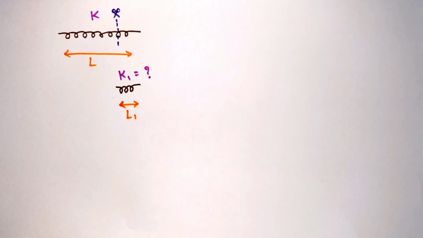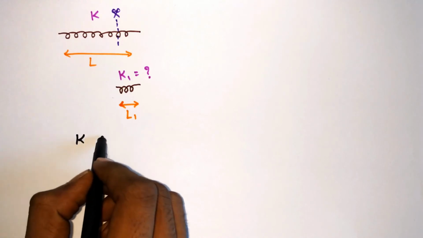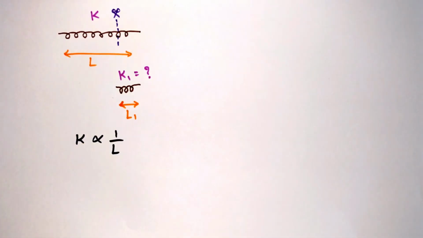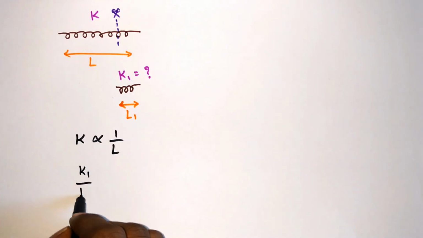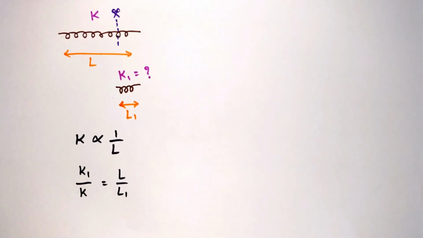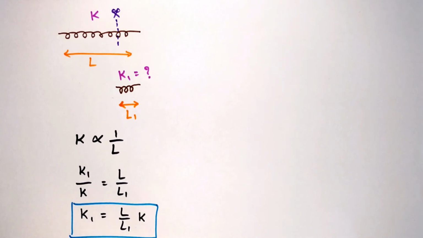Stiffness of a spring increases when its length is reduced. Thus, k is inversely proportional to its length. Since the material and other dimensions are similar, we can relate the spring constant with their lengths as k1 by k equals L by L1, and thus k1 equals k into L by L1. So note that this relation is used to compare two springs with similar properties except length.